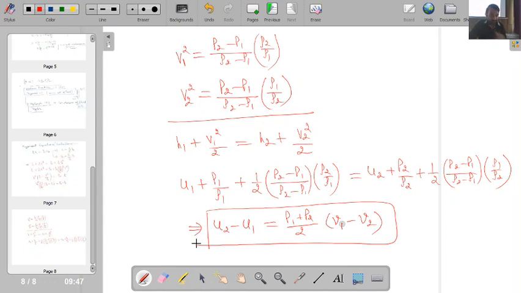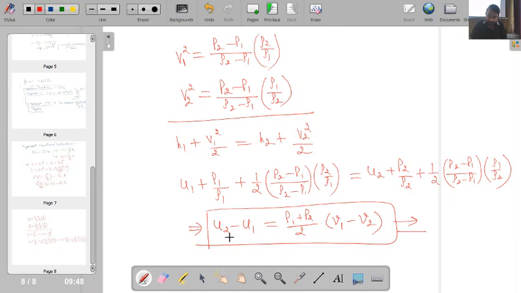So ultimately, this is nothing but a simple algebraic equation. You can do some mathematical manipulations, and you will get the final equation u2 minus u1 equal to p1 plus p2 by 2 into v1 minus v2. Now this is regarded as one of the very important equations. This equation also shows an analogy with the first law of thermodynamics. Let me explain it. So what does it represent?